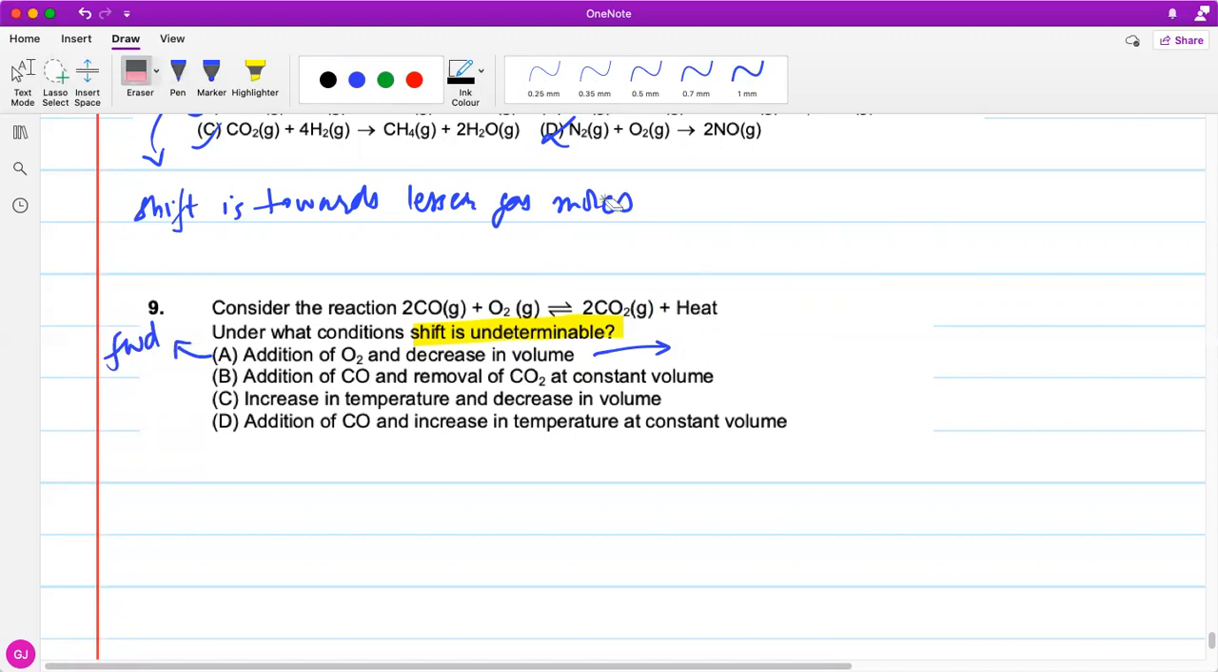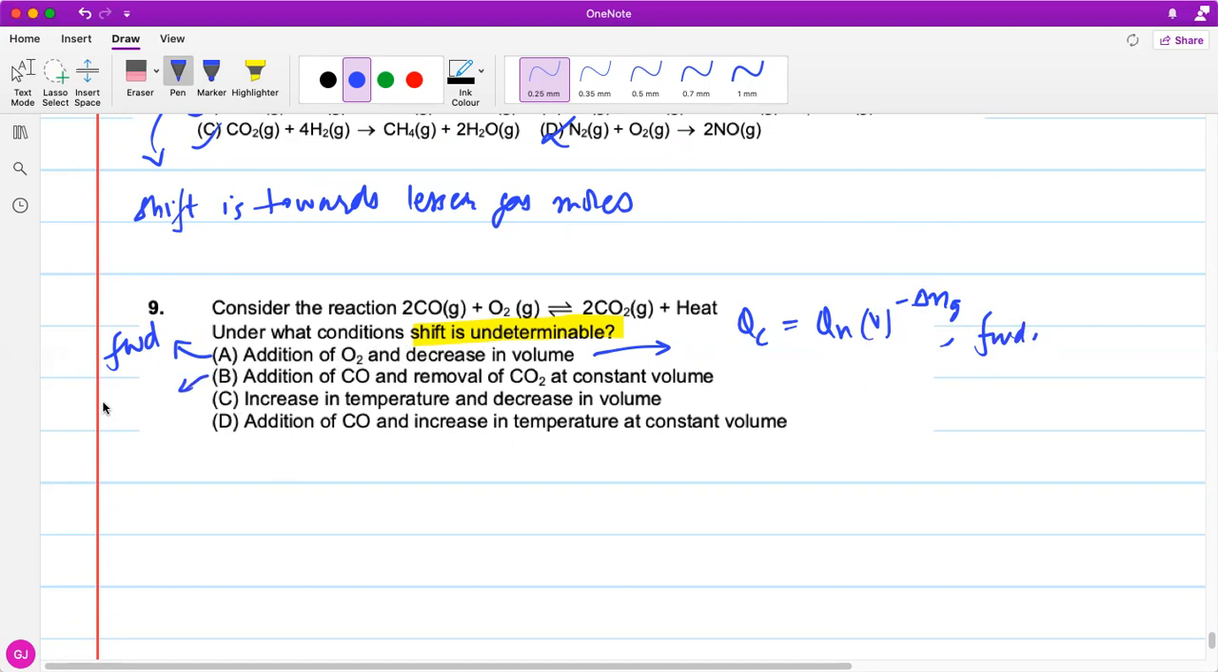Yeah. So I think double checking helped me. By double checking numerically, I understood that delta Ng is negative. V is going to be in the numerator in the expression of QC. QC is equal to Qn V raised to the power of minus delta Ng. And I'm decreasing the volume, so I will be decreasing Q. As a result, the shift will be in the forward direction only. Right? So this is not contradictory. Here the shift is determinable.